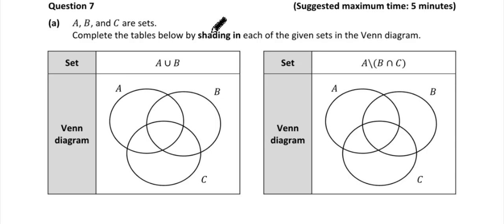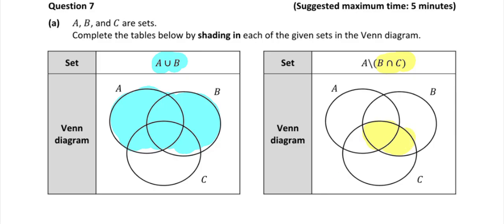Shade in the following, given the sets and diagrams. So this should be where you all get 10 out of 10. A union B, everybody. What do you reckon? We all good? Now, start with the brackets. What's B intersection C? Do you all agree with that?